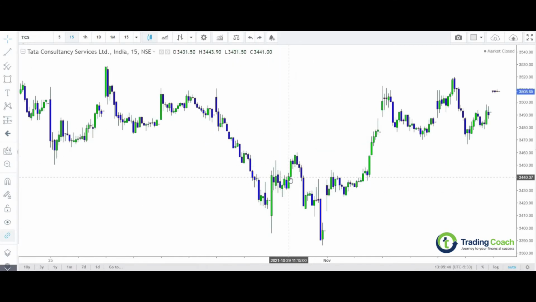Let us look at some actual examples using some live charts. So take a look at this particular price action over here. So right now I'm looking at Tata Consultancy Services, that is TCS, 15 minutes time frame.